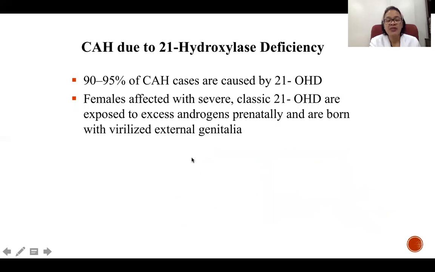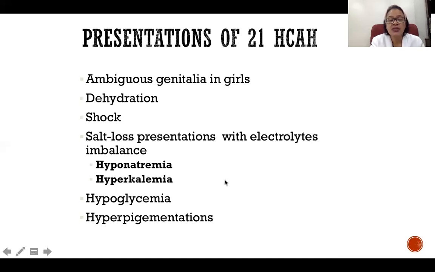Okay, so CAH due to 21-hydroxylase deficiency is found in 90 to 95% of patients with CAH, the one that has this defect. Females affected with severe and classic 21-hydroxylase deficiency are exposed to excess androgens prenatally. Even during the time that the baby is still a fetus, it's being exposed to that. So therefore, they will be born with virilized external genitalia. This could be the presentation of your 21-hydroxylase congenital adrenal hyperplasia. So there could be ambiguous genitalia in girls.